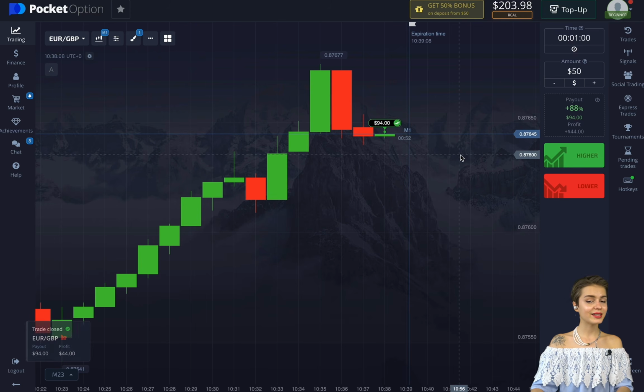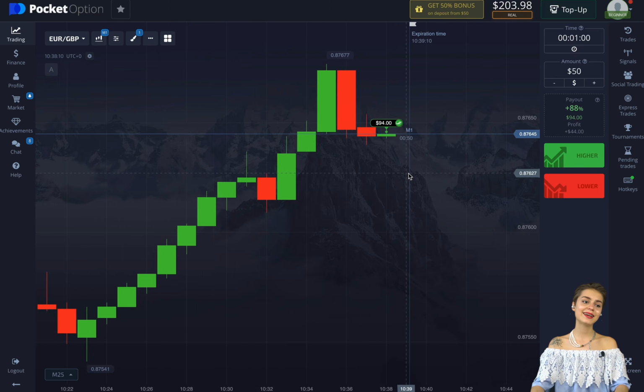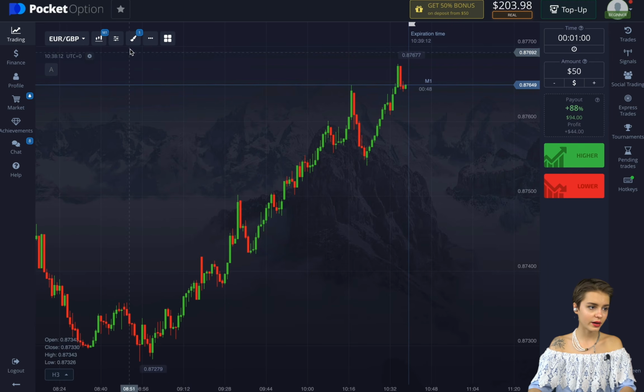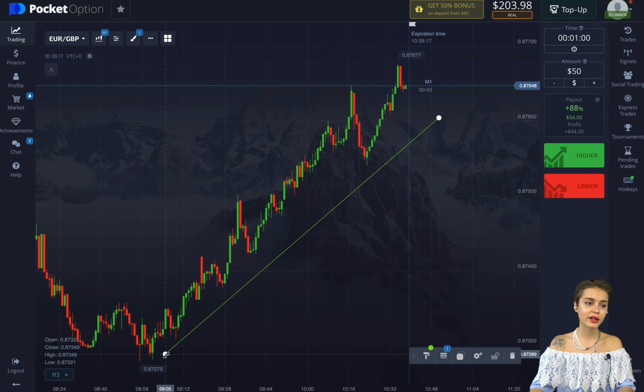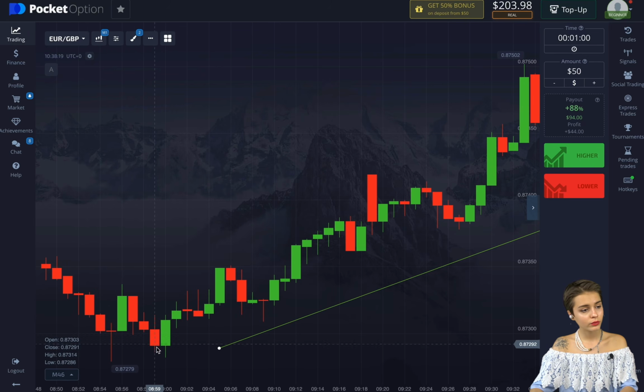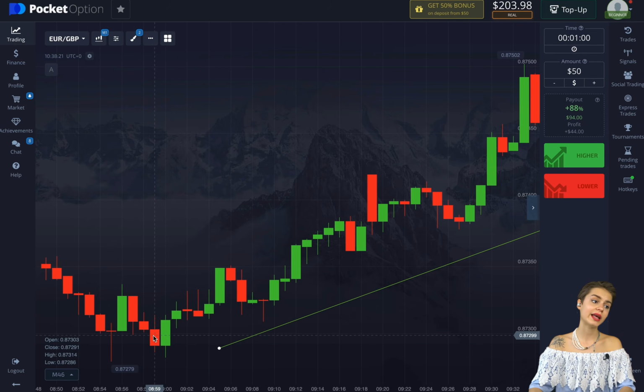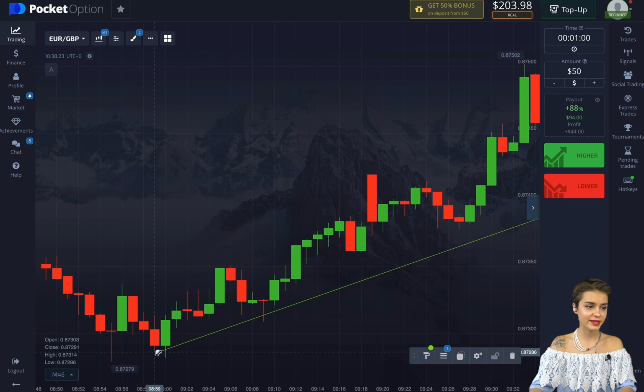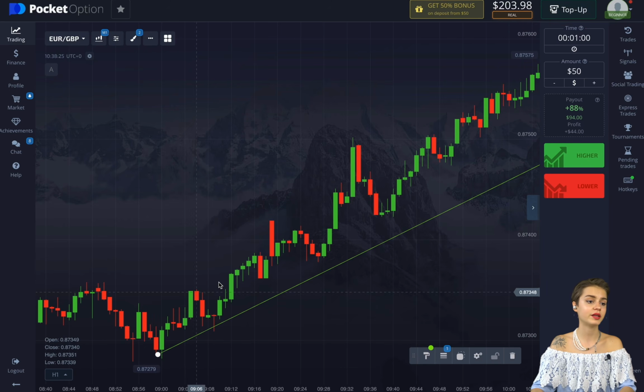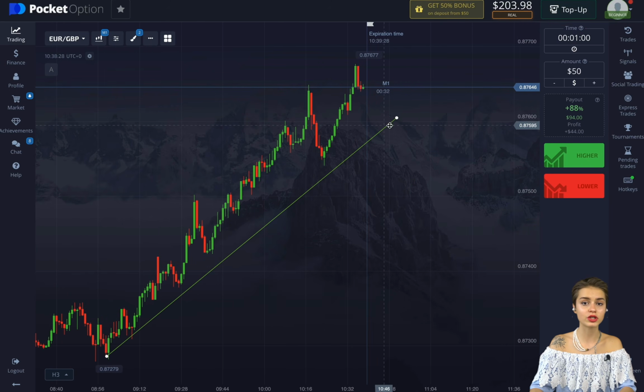Well guys, another deal is closed perfectly, and let's analyze the case. There is a long uptrend which started from bull engulfing pattern as well. Okay, we see the red candle, the green one, and this thing can be considered as the start of the trend.